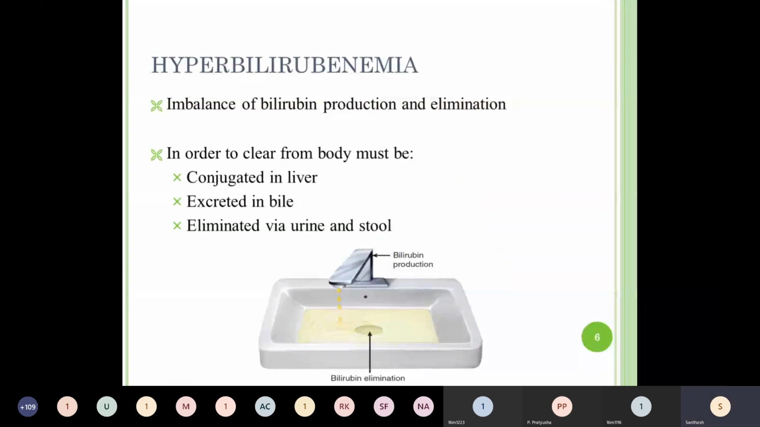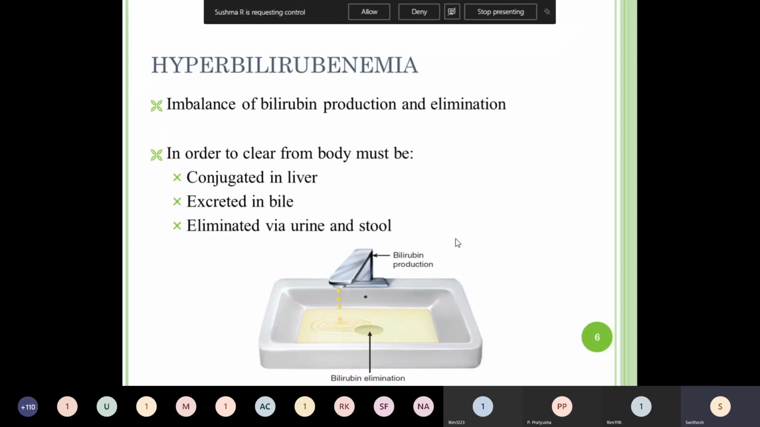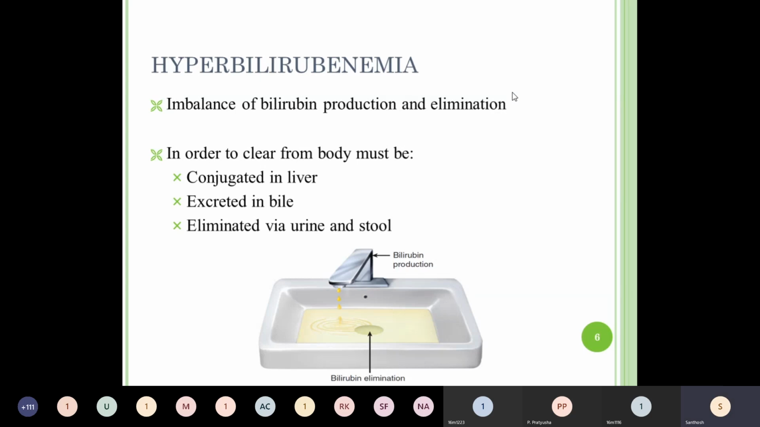Now, whenever there is an imbalance in the production and the elimination, you get hyperbilirubinemia. Either there can be more hemolysis, or there can be a problem with conjugation in the liver, or it can be excreted in the bile or eliminated via urine and stool.